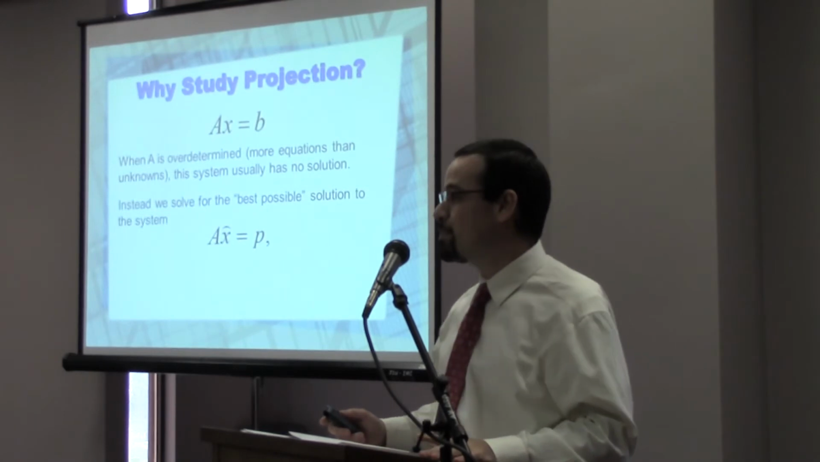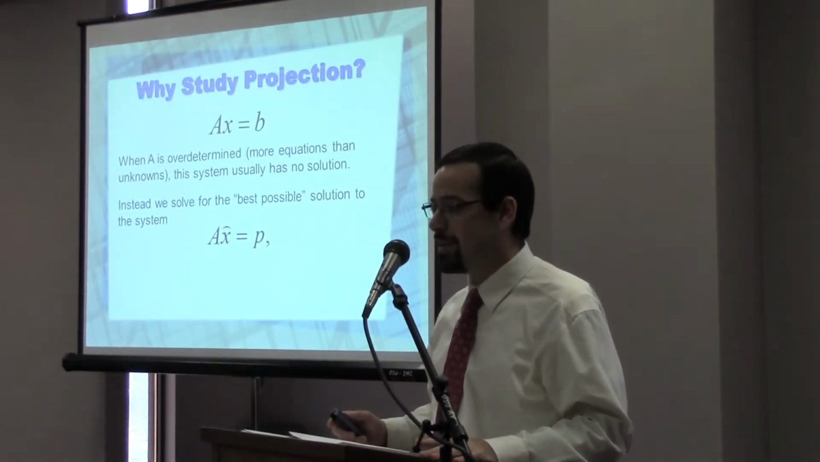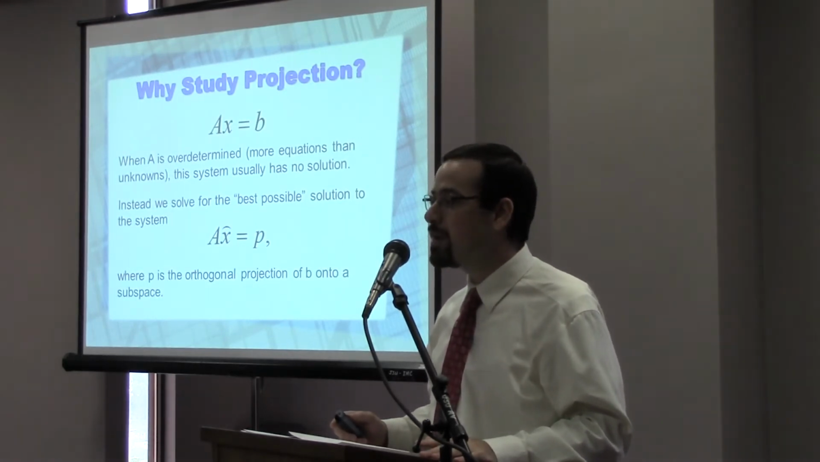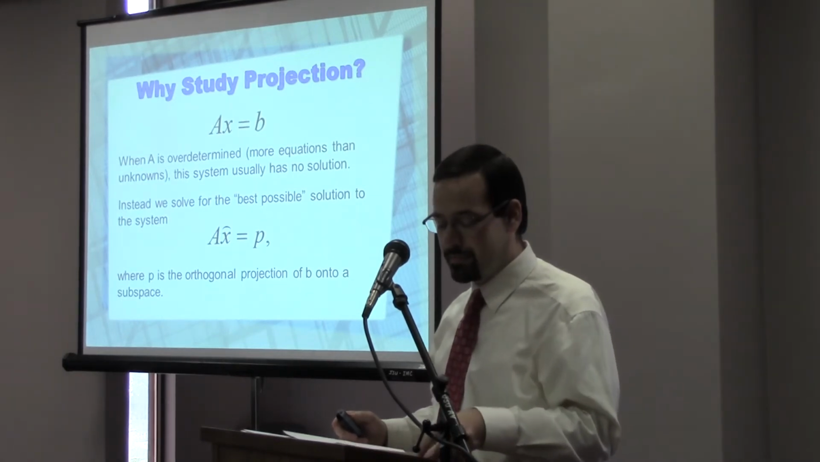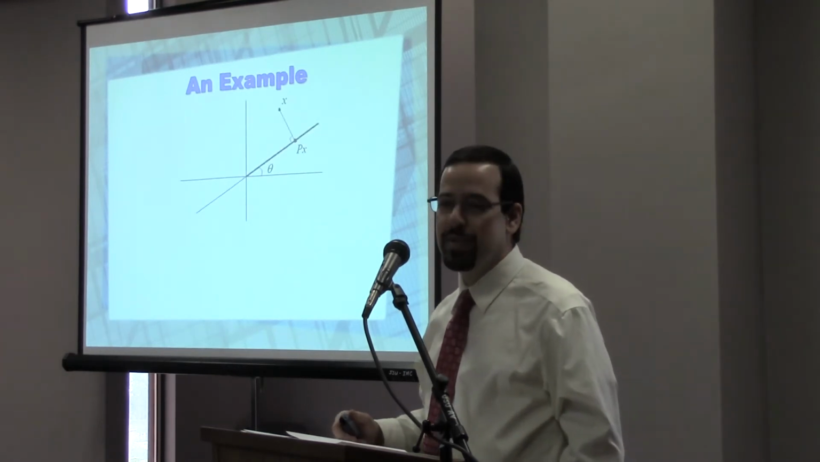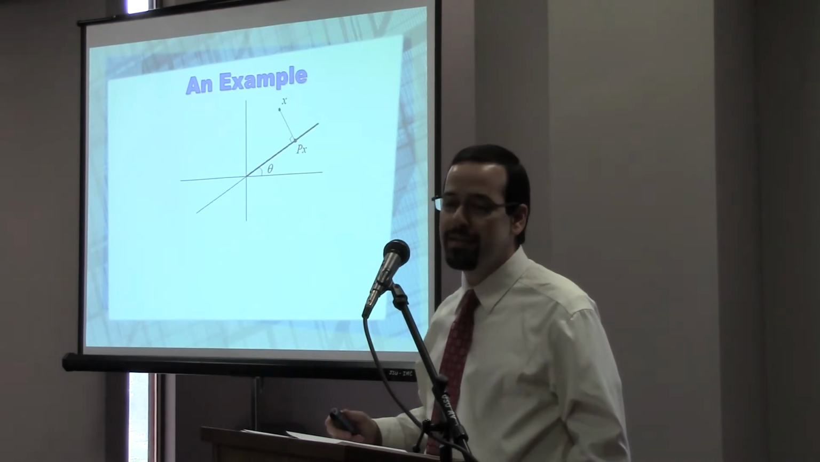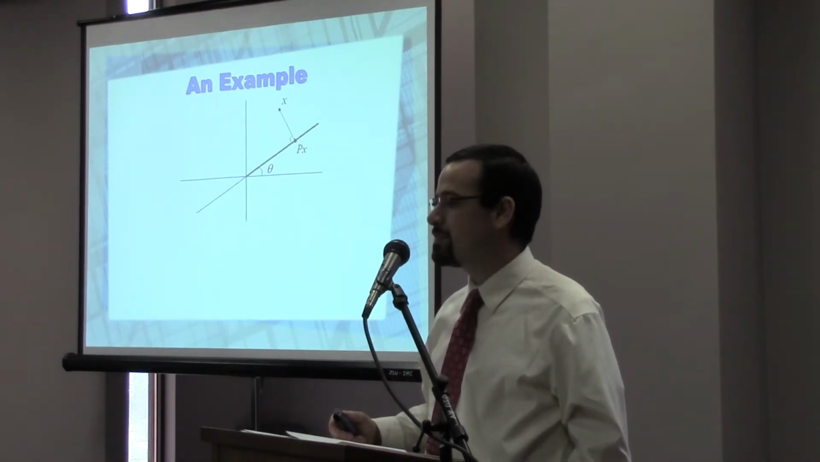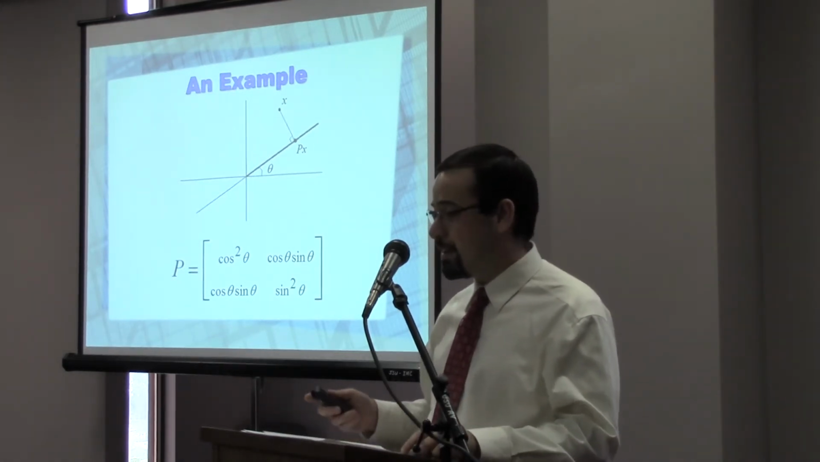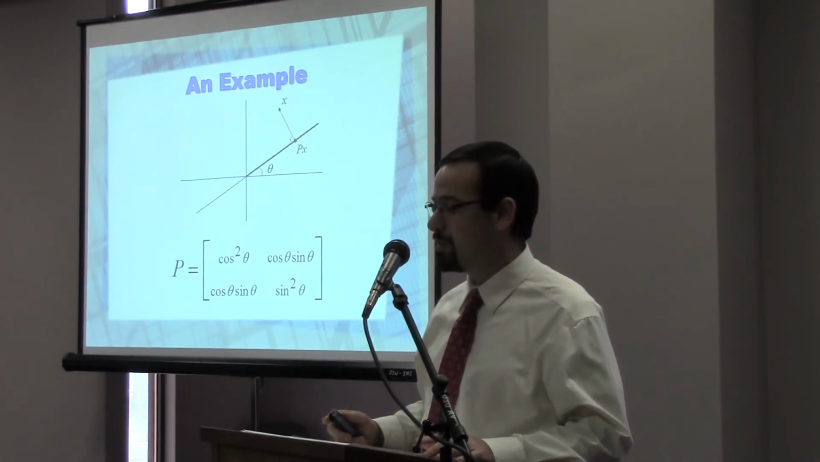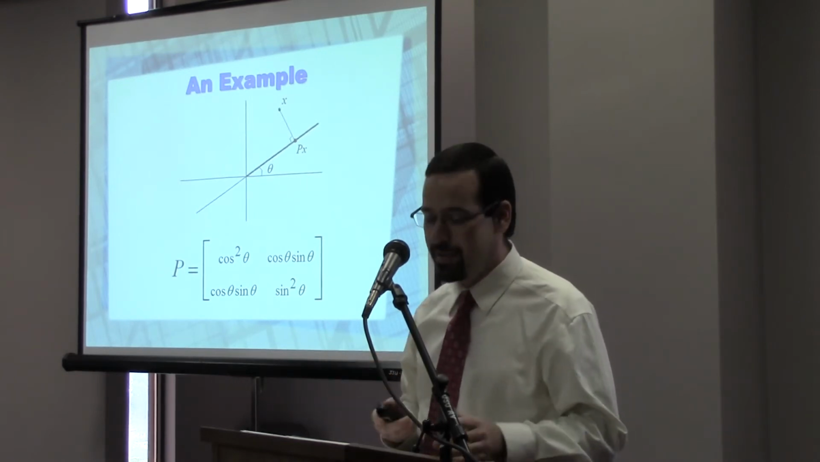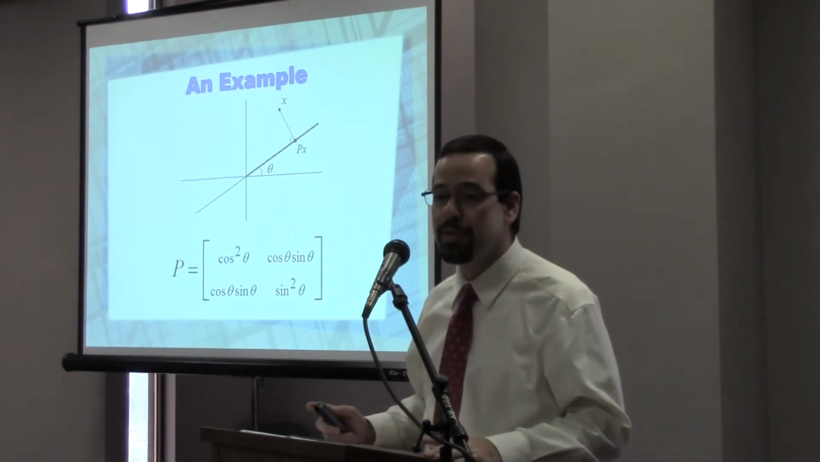Instead, we solve for the best possible solution to the system A x hat equals P, where P is the orthogonal projection of B onto a subspace. So not the same X, but it's the best possible X. As an example, if we have a point in the plane, a 2-dimensional example, we want to project that point onto a line that forms an angle theta with the axis, then our projection matrix would look like this. Something to take note of with this projection matrix, and all projection matrices, is that if you look about the main diagonal, then it's symmetric. That leads us to some of the useful properties of projection matrices.